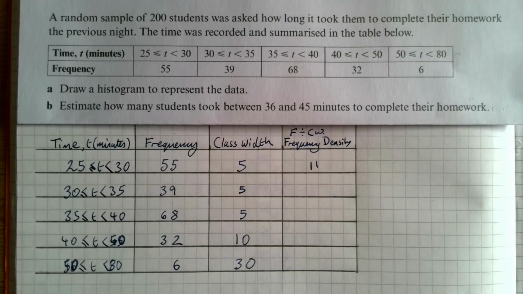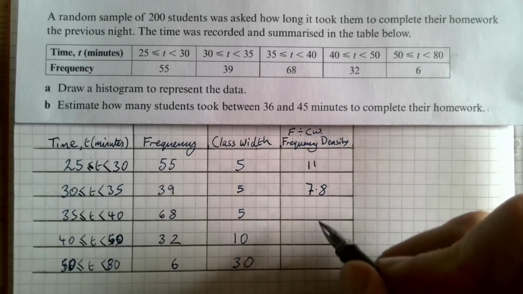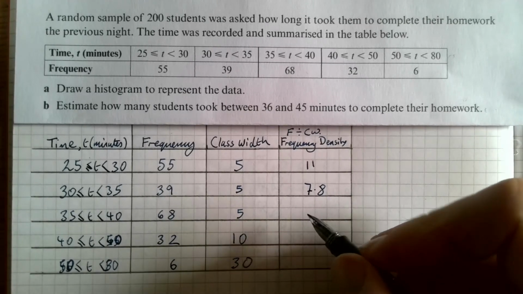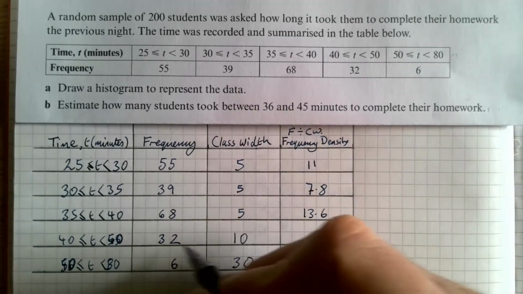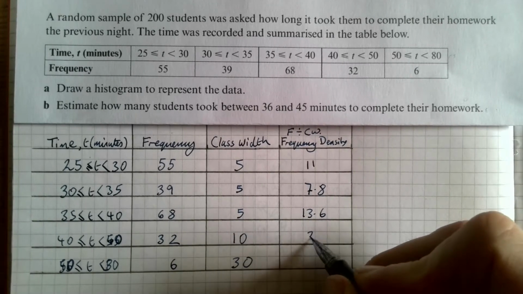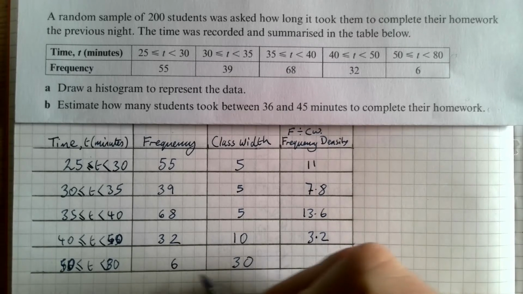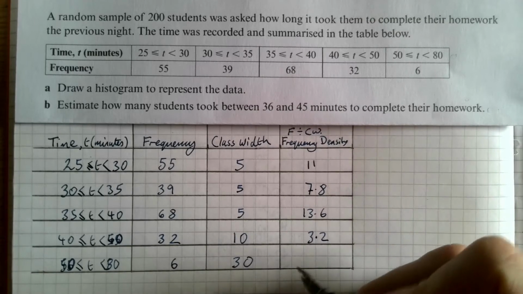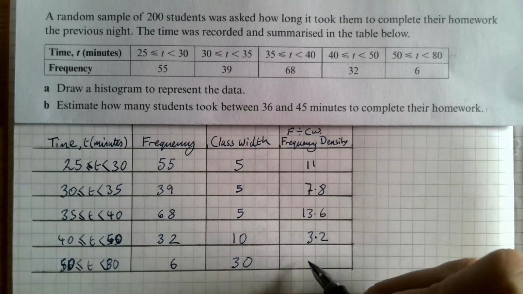And then we're going to need 39 divided by 5, which is 7.8. 68 divided by 5, which is 13.6. 32 divided by 10 is nice and easy, 3.2. And 6 divided by 30 being 0.2.